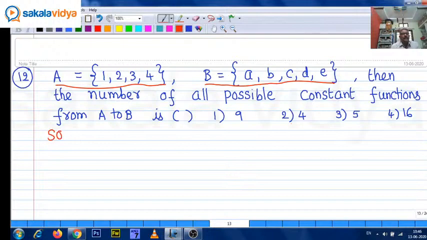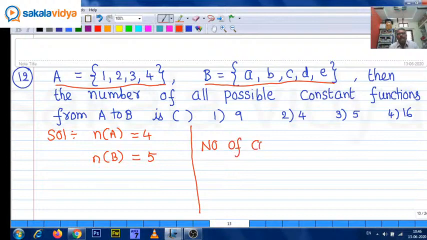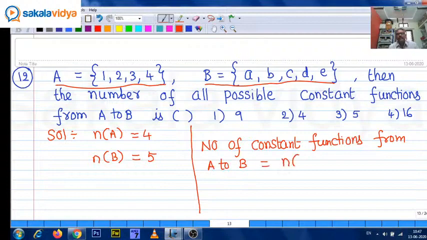So now the solution. N of A is 4. N of B is 5. So we have the formula: number of constant functions from A to B equals the number of elements present in B. That is 5. So the answer is 5. B to A would mean 4. Option 3 is absolutely correct.